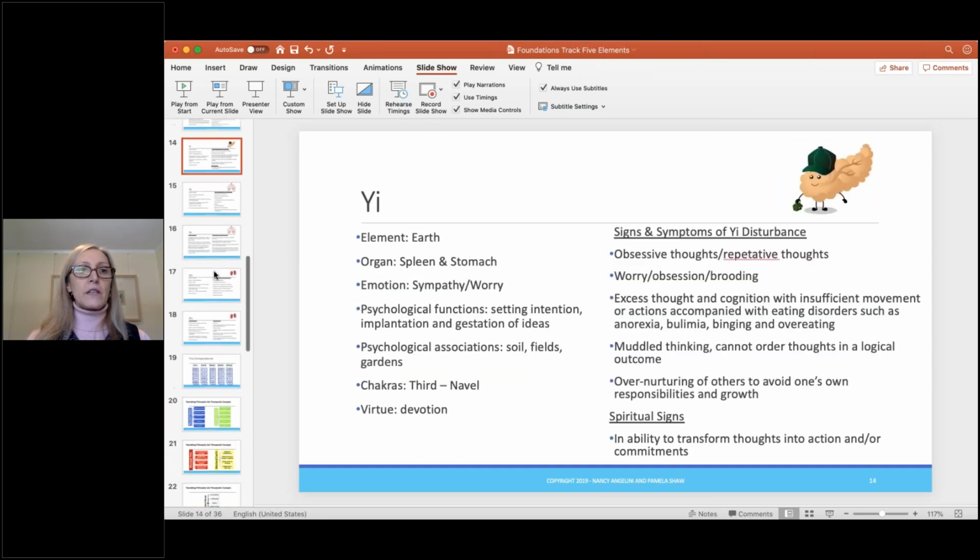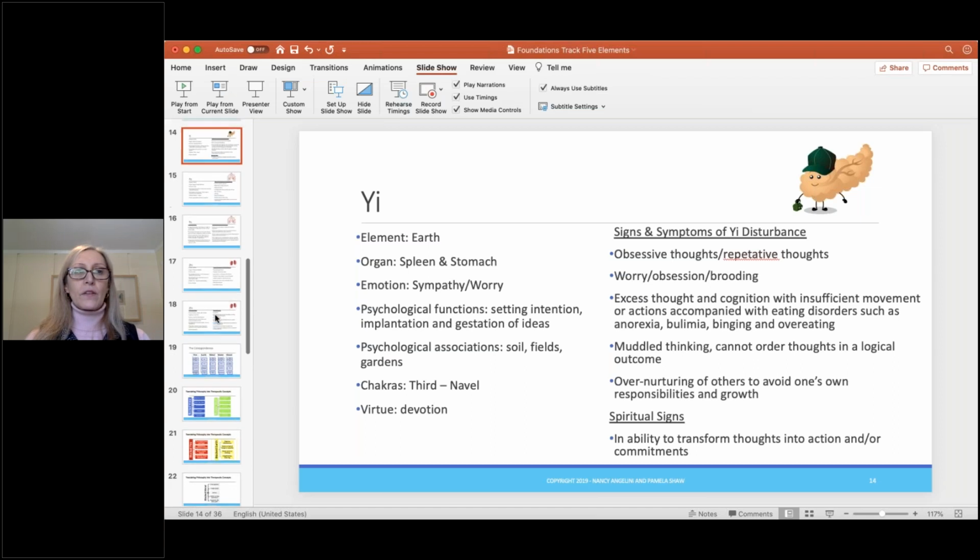Okay. Moving on to the Yi. I think they say Yu or Yi, but I say Yi. Yi is the earth element. It's the spleen and the stomach, or the digestive power, together between the spleen, i.e. pancreas, and the stomach. It's the digestive power of our bodies. The emotion is worry and sympathy. Those worry types are always worrying.